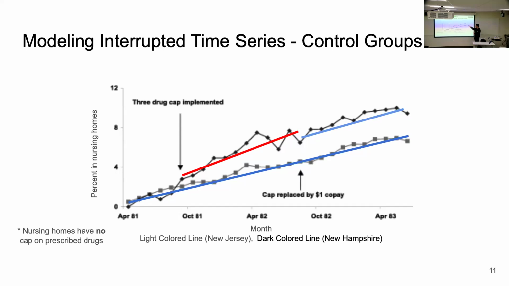But this just shows you that sometimes looking at one set of data is not enough, and you will need to introduce a control group to see how effective certain interventions are. And this is, I guess, a reverse intervention where the cap is actually replaced by a $1 copay, and we see that the slope after goes more closely to the control group.